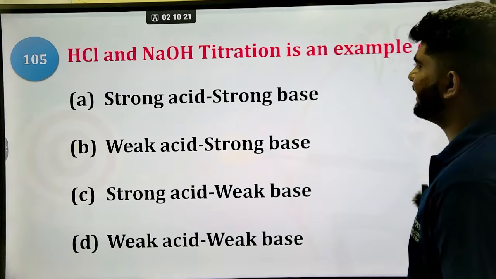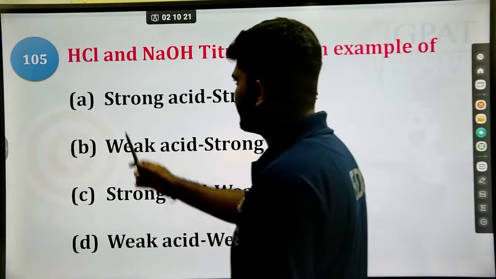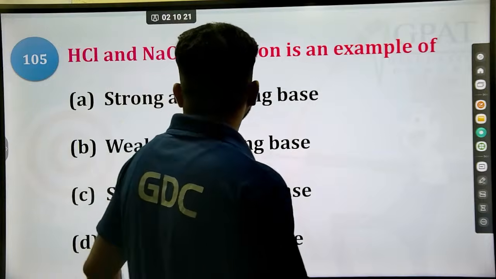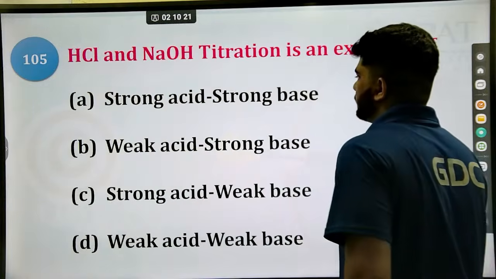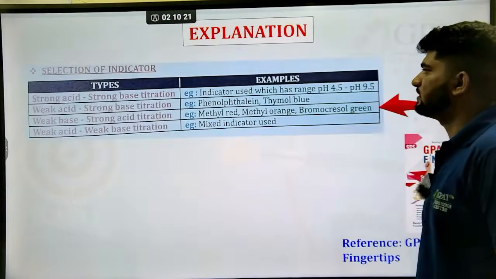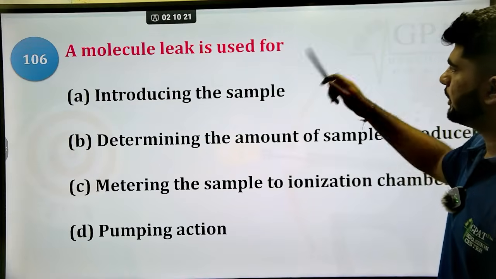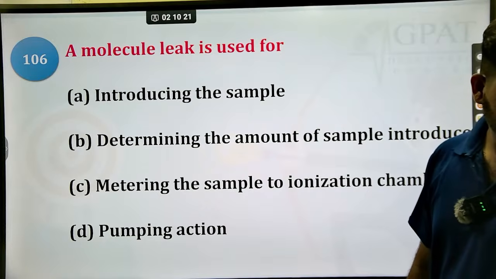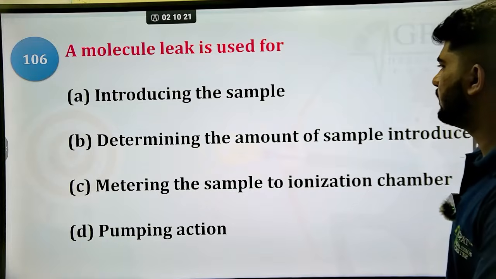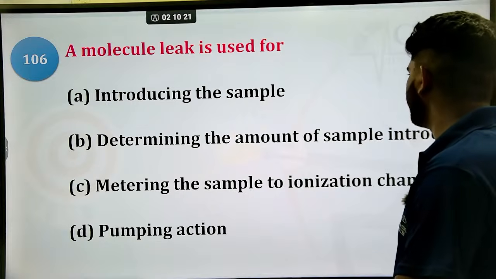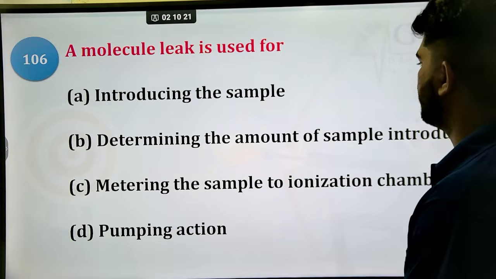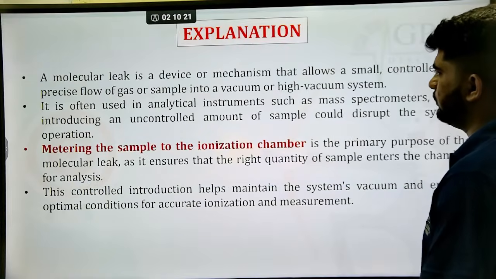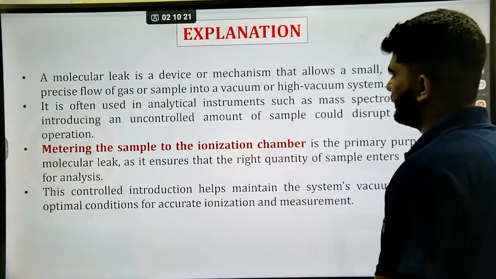Now HCl and NaOH titration is an example, as HCl is your acid, NaOH is your base. So strong acid, strong base titration. Simple, right? A molecular leak is useful for introducing the sample, determining the amount of sample introduced, metering the sample to the ionization chamber, or pumping action. That's your C. Molecular leak is a device.